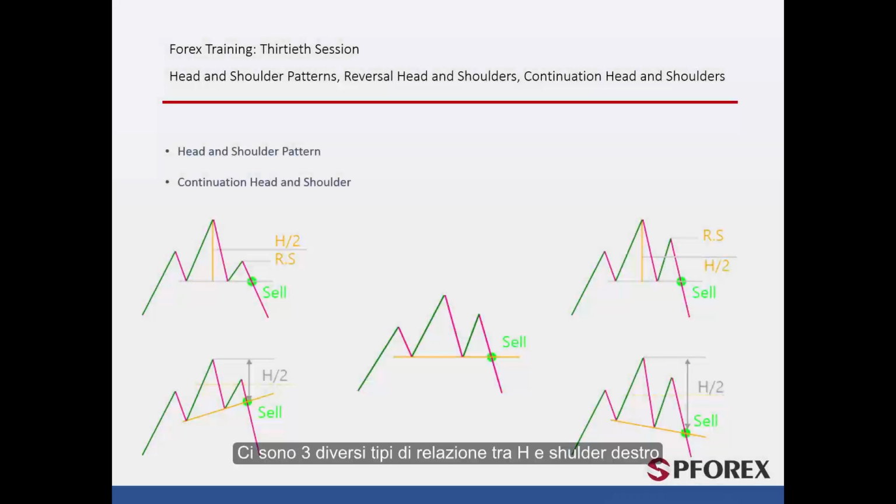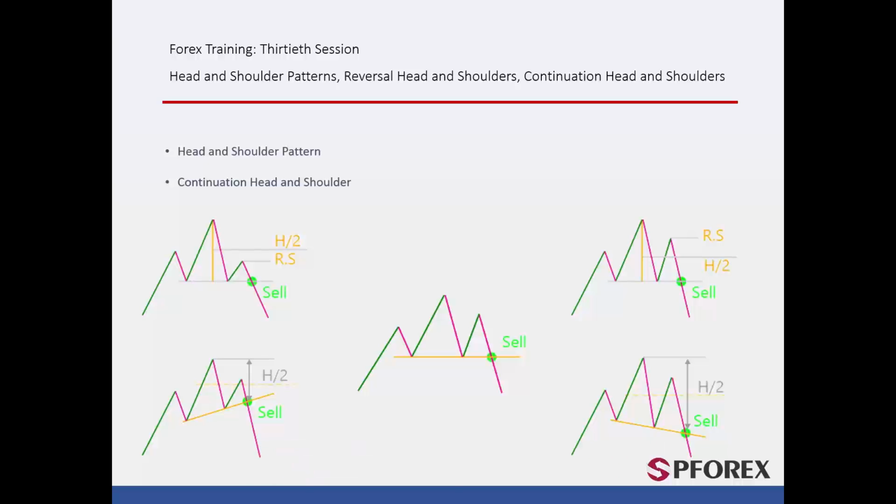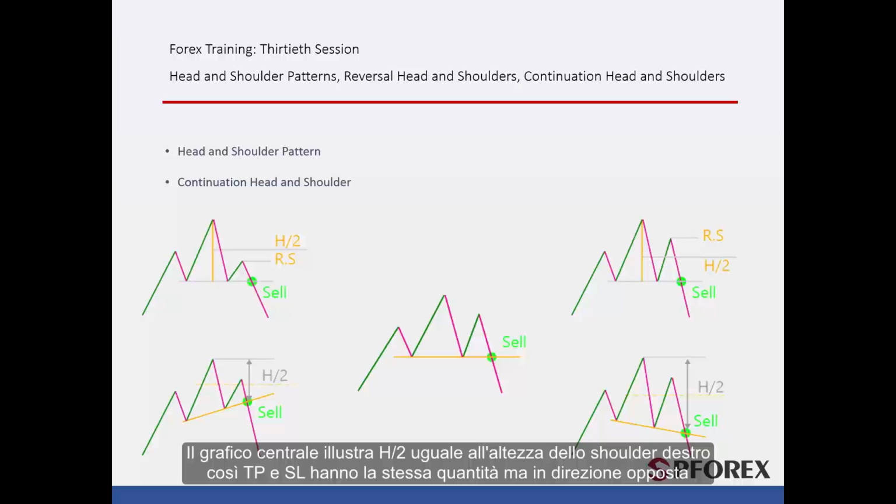There are 3 different types of relation between H and right shoulder. The left graph shows a pattern that right shoulder height is lower than H2. This type of head and shoulder represents the best opportunity to place a sell order. The middle graph illustrates H2, which equals the height of the right shoulder. Thus, TP and SL have the same amount, but in the opposite direction.